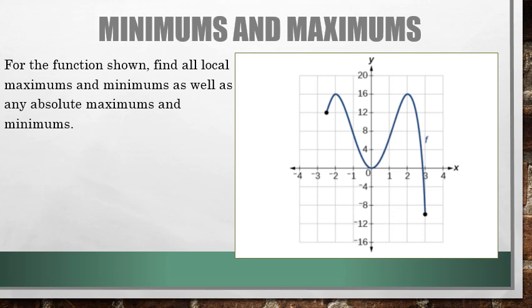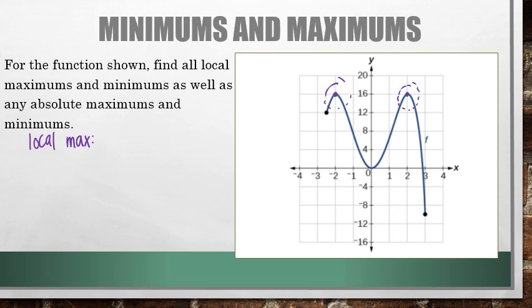So let's look at an example. For the function shown, find all local maximums and minimums as well as any absolute maximums and minimums. All right, let's look at the local maximums first. So it looks like I'd have one right here and another one in this neighborhood right here.